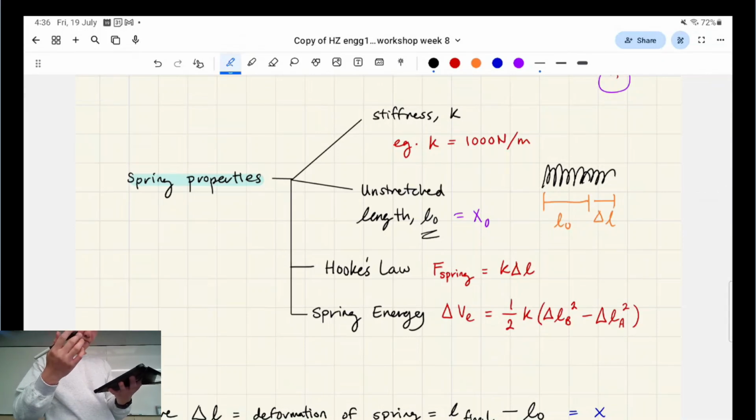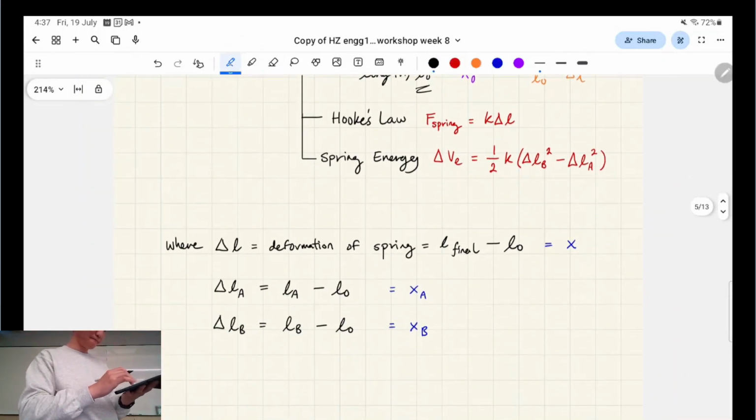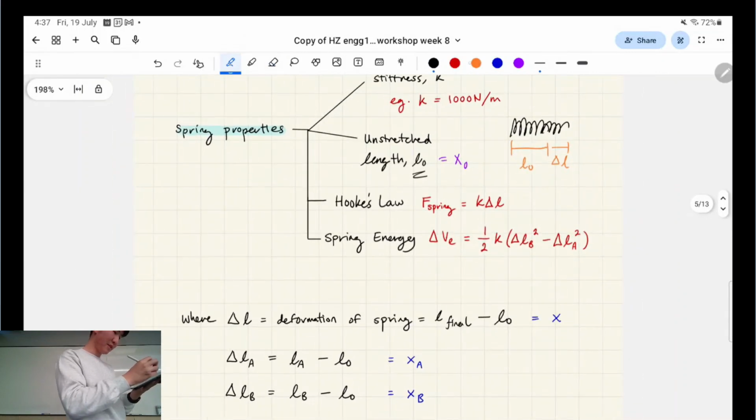Spring energy. This is a part of our big work energy formula, which you'll see down below a little bit more. I'll explain that once we get to it below. But yeah, so the deformation of the spring, just drawing on this diagram again, this is L final, I guess you can call it.